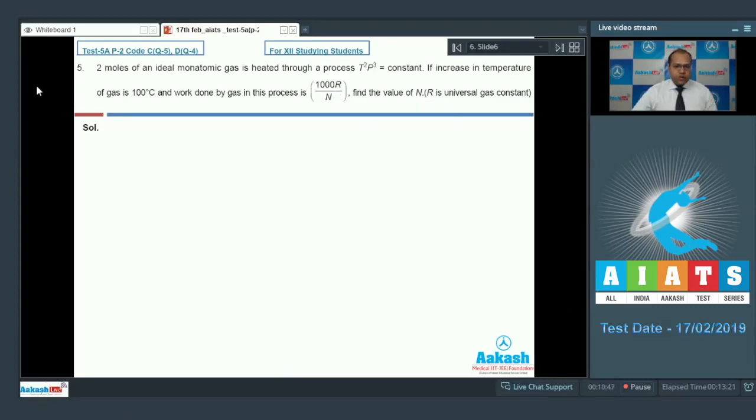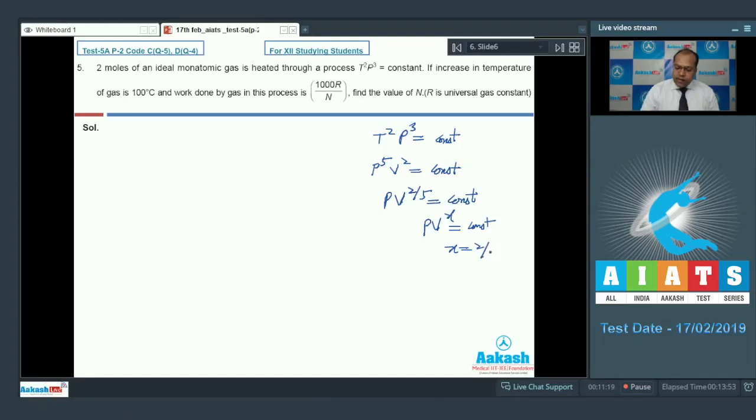where R is the universal gas constant. So the given process is T square P cube equal to constant. From the ideal gas equation we know that PV is equal to nRT. So this can be written as P raised to the power 5 into V square is equal to constant, or PV raised to the power 2 by 5 is equal to constant. So if I compare with the polytropic process, PV raised to the power x is equal to constant, then the value of x comes out to be 2 by 5.